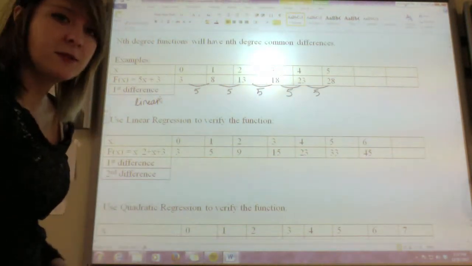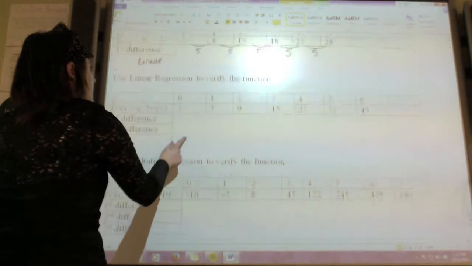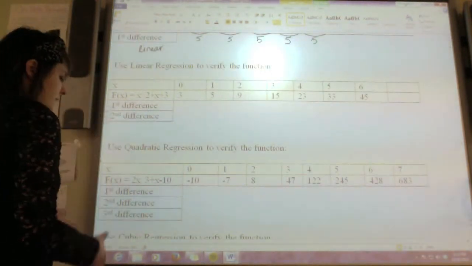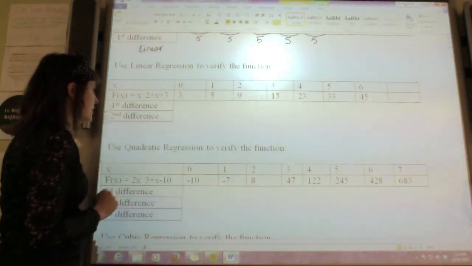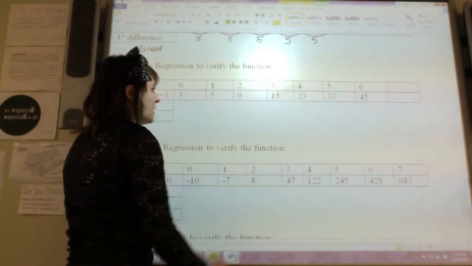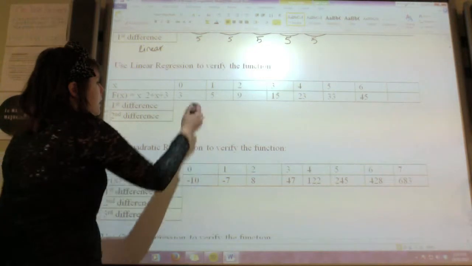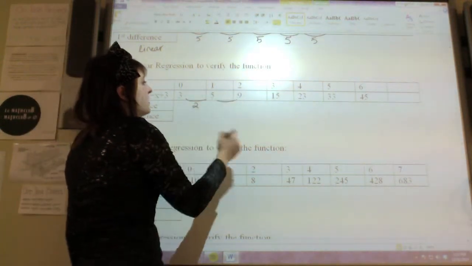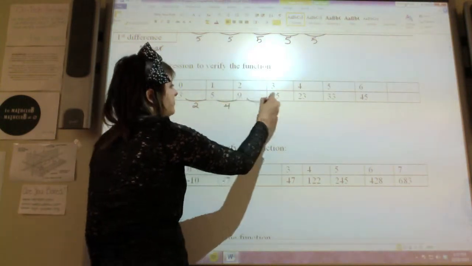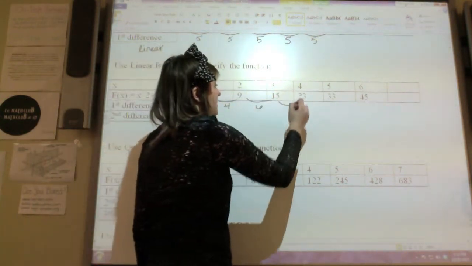So that was easy because that was linear, but let's do maybe a little bit harder function using a quadratic. So this one is x squared plus x plus 3, so I know that it should have a second difference. Okay, so I'm going to start: 5 and 3, that difference is 2. 5 and 9, that's 4. 9 and 15 is 6.